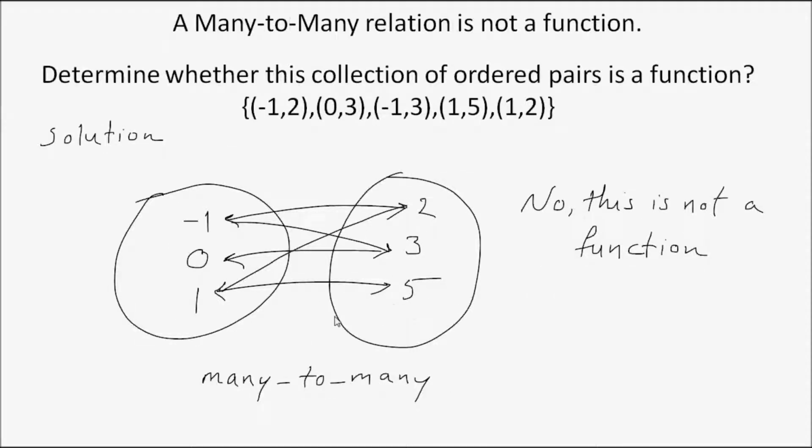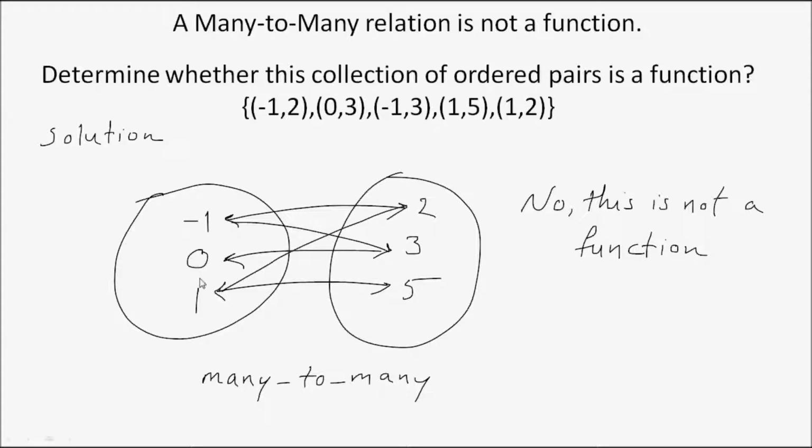Another example, a many-to-many relation is not a function. So determine whether this collection of ordered pairs is a function. You're given a collection of 5 points. Same strategy, you draw the association diagram. The domain is -1, 0, 1. -1 is repeated, 1 is repeated, but you're not going to repeat that because otherwise you wouldn't be able to see whether it's a many-to-one or a one-to-many relation.